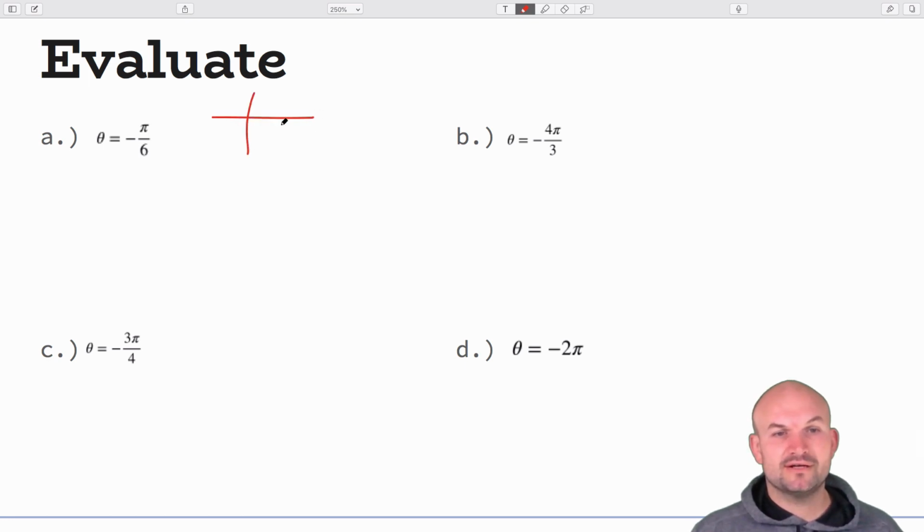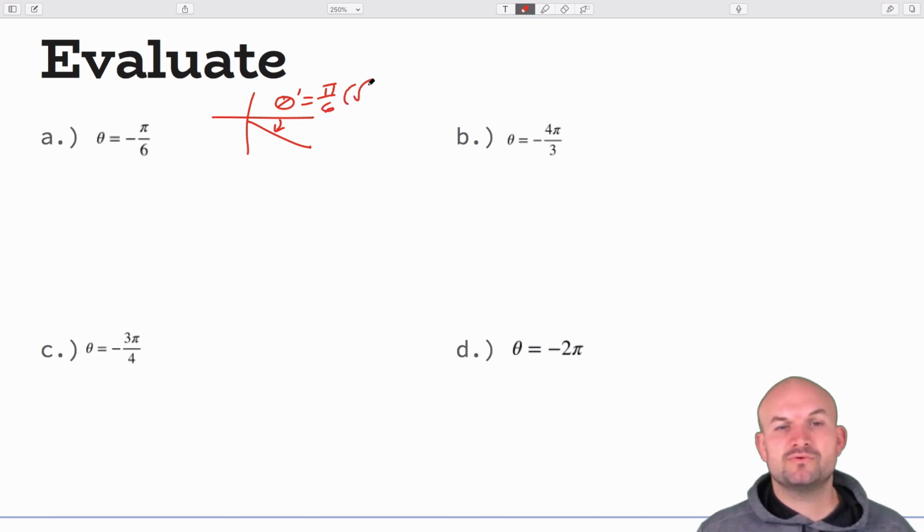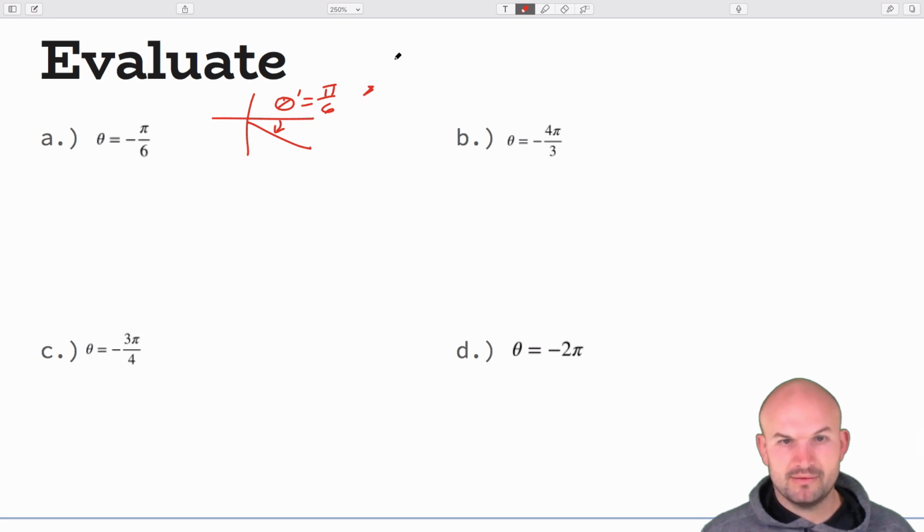So let's graph the angle -π/6. That means this reference angle for π/6 is going to be π/6, which gives us, if you're going to find the coordinate point for π/6, square root of 3.